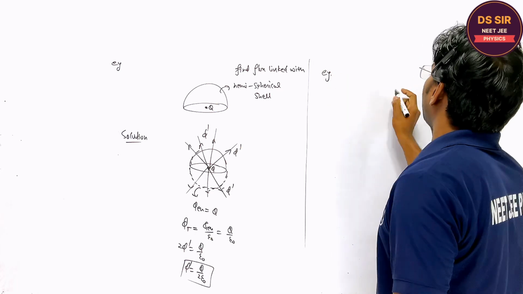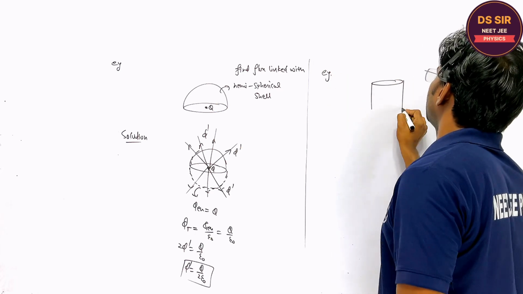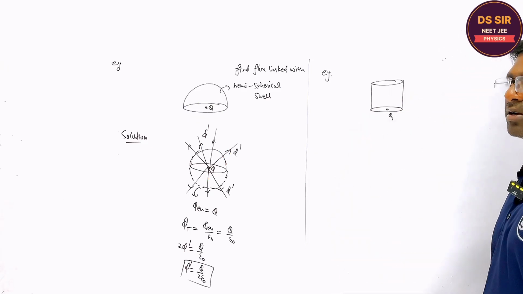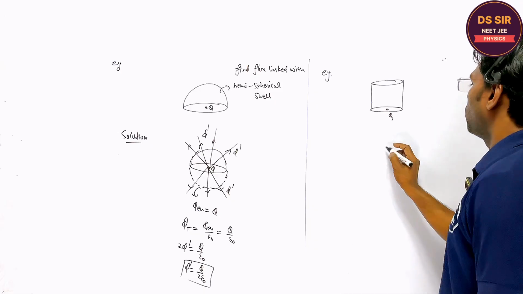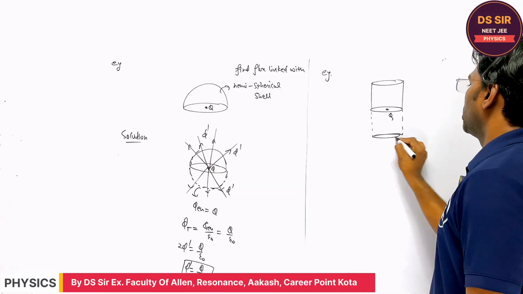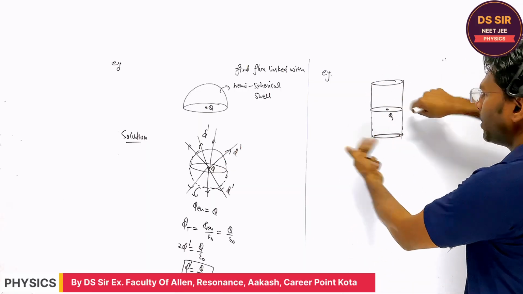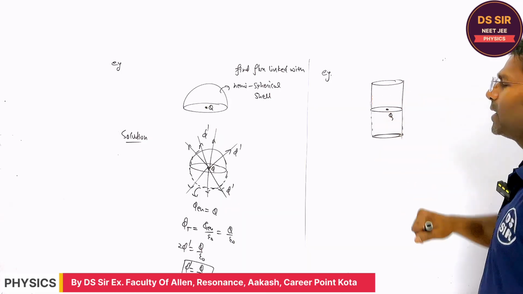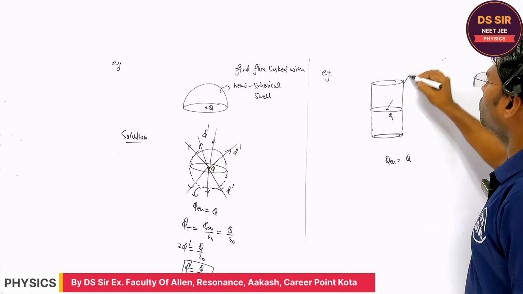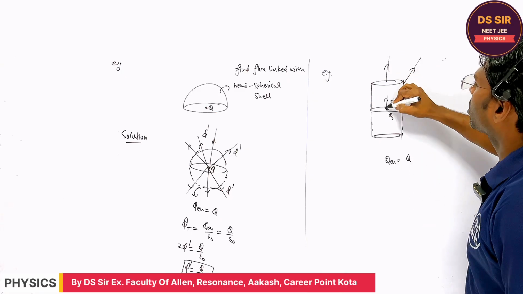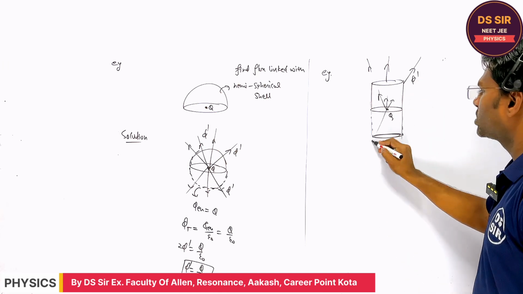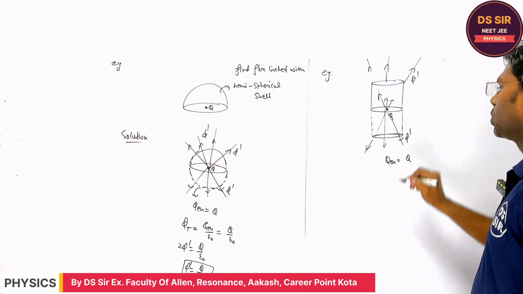For example, if this is a cylinder, and the charge q is placed over here, what is the flux linked with this cylinder? Same thing we will apply. We will consider one more imaginary cylinder. Now it becomes a complete cylinder, and this charge q is enclosed by it. So what is the charge enclosed by this Gaussian surface? Capital Q. The flux linked with this cylinder is phi dash, and the same flux phi dash is linked with the cylinder below.